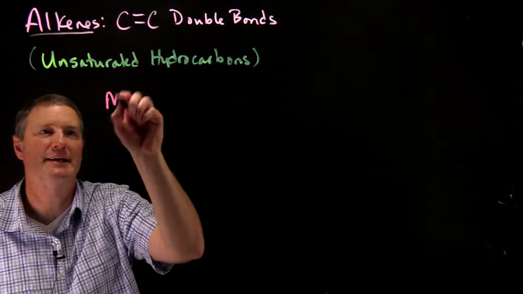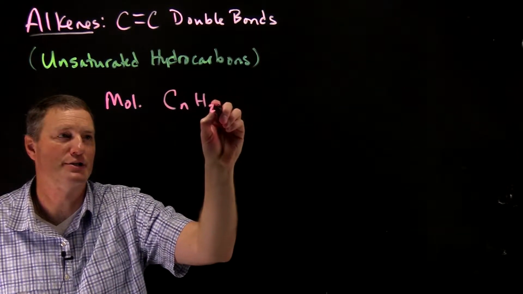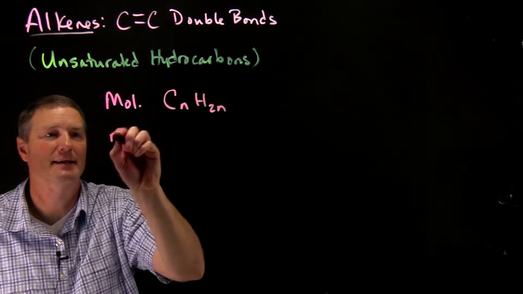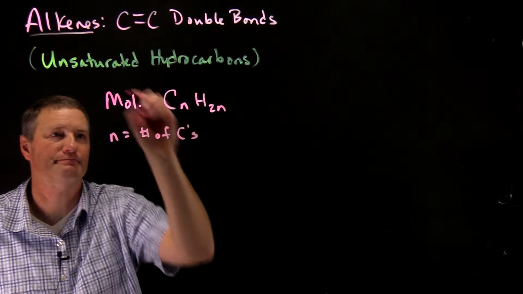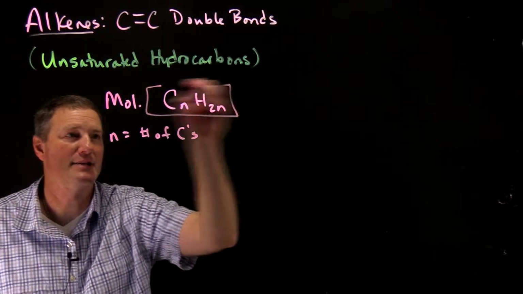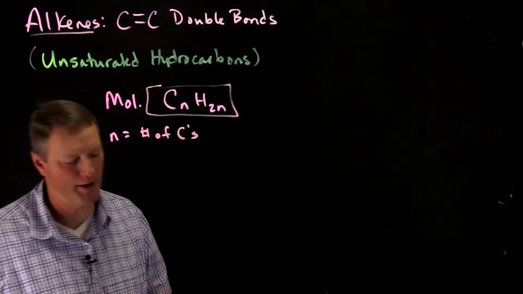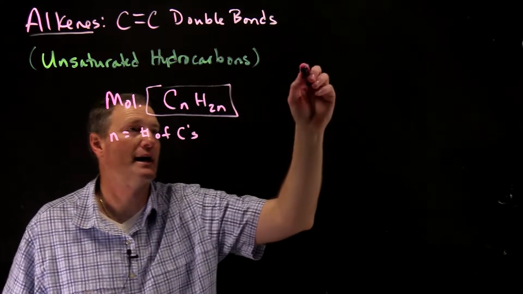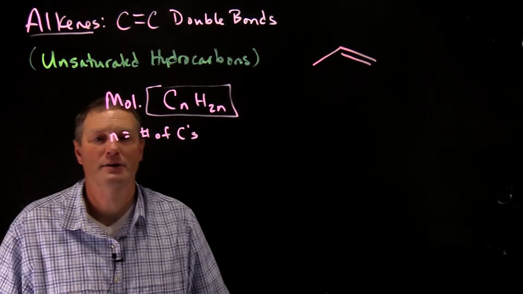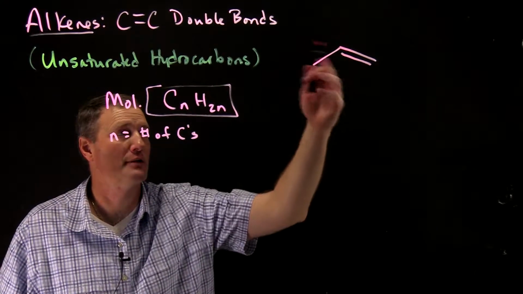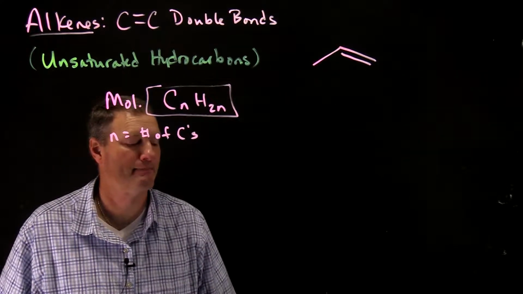These always adhere to the molecular formula CnH2n, where n equals the number of carbons. So this molecular formula, CnH2n, will exist when we have molecules that have carbon-carbon double bonds. So let's just look at a simple example of this. Here we have a 3-carbon compound, but now we have a double bond indicated here.